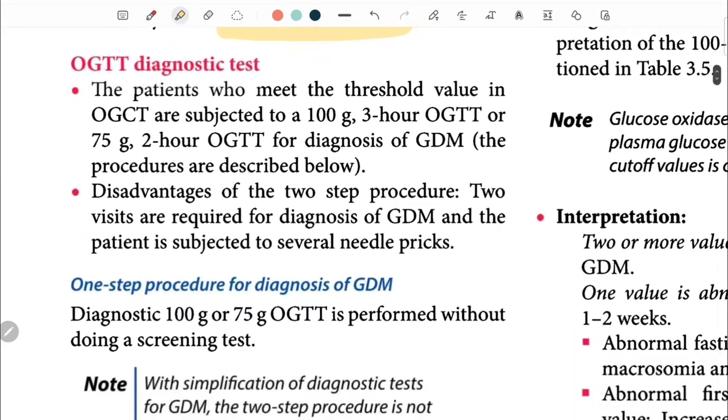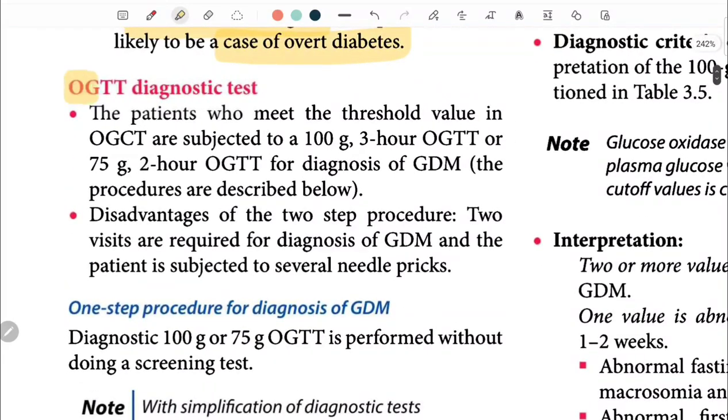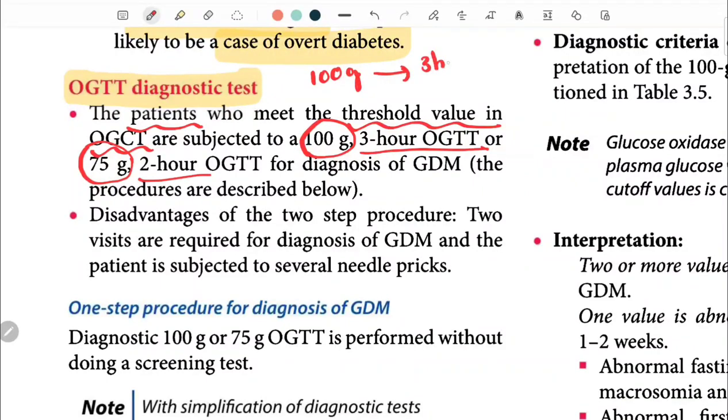Now let's move on to the next diagnostic test, OGTT, oral glucose tolerance test. All the patients who meet the threshold value in OGCT are subjected to a 100 gram 3-hour OGTT or a 75 gram 2-hour OGTT. Either 100 gram glucose, go for a 3-hour OGTT; or 75 gram glucose, go for a 2-hour OGTT.